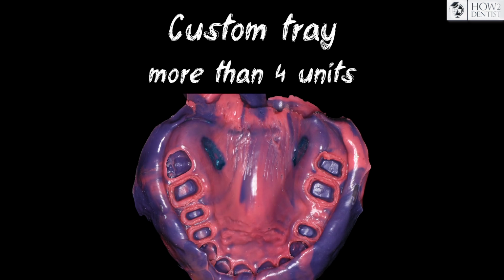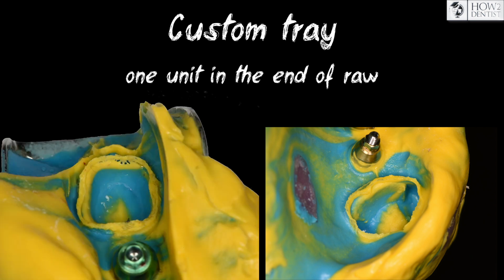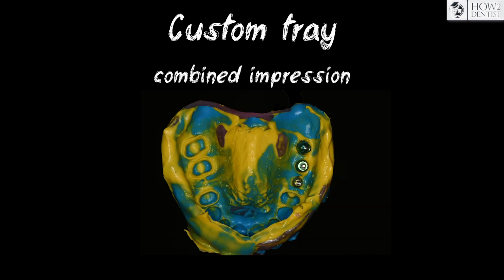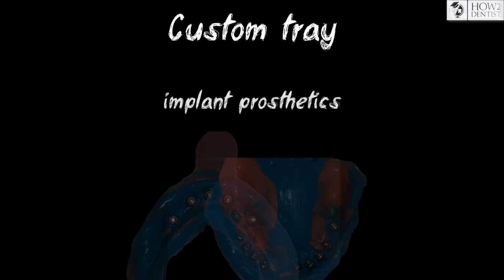Custom trays are used in the following cases: taking an impression with a large number of prepared teeth, or an impression of even one tooth unit in the end row, because the standard tray is not always able to correctly position, which degrades the quality of the print. Also for combined impressions with supporting teeth and implants, clasp and removable prosthetics, and implant prosthetics.